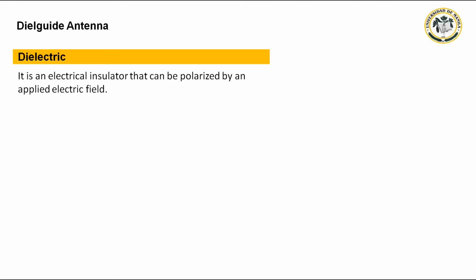But before we go into dielguides, let's tackle a little bit on dielectrics, since, as we said earlier, dielguides are dielectrics. A dielectric, or dielectric material, is an electrical insulator that can be polarized by an applied electric field. When a dielectric material is placed in an electric field, electric charges do not flow through the material as they do in an electrical conductor, but only slightly shift from their average equilibrium positions, causing dielectric polarization.